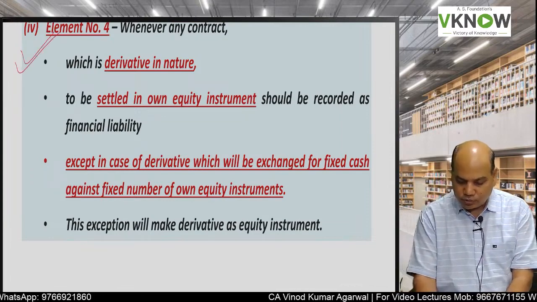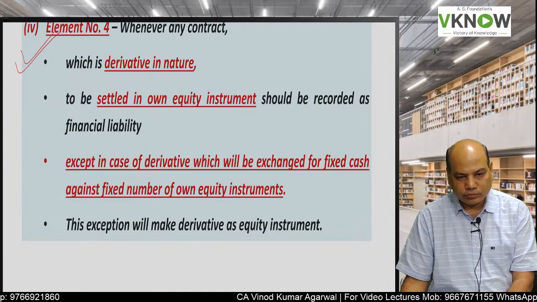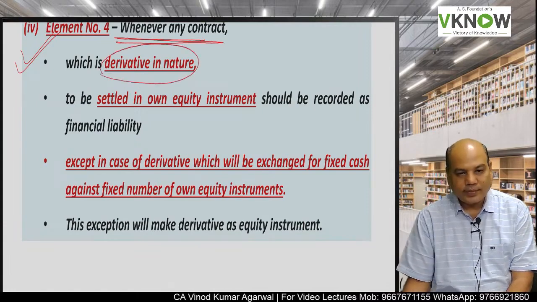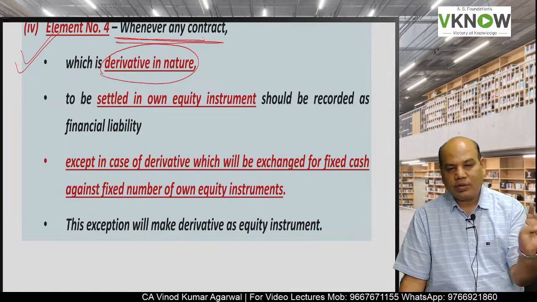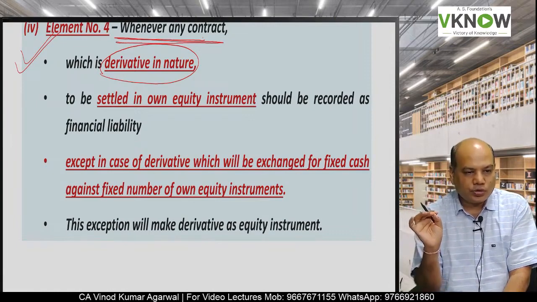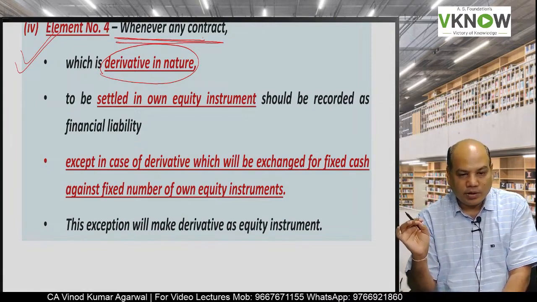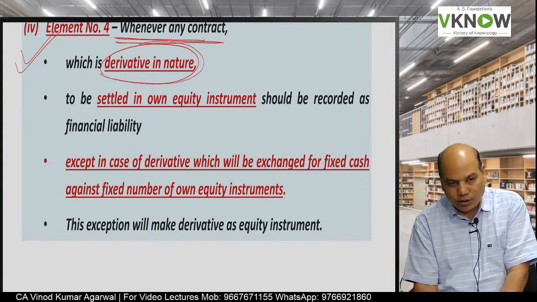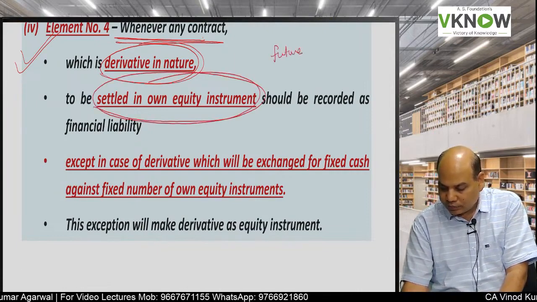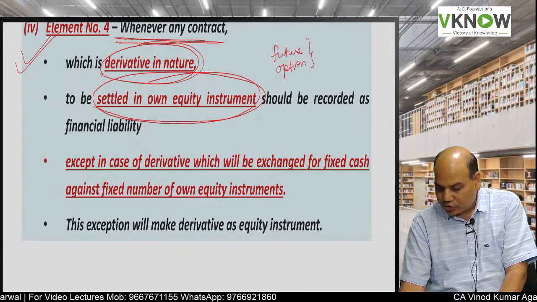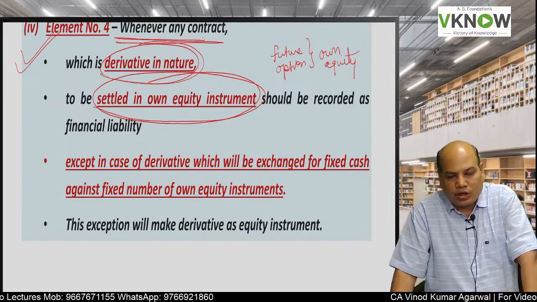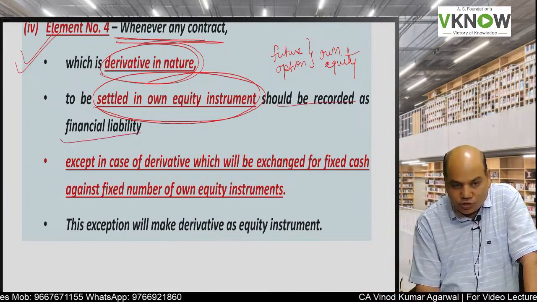And element number 4. Whenever any contract is derivative in nature, element number 2 was also derivative, and element number 4 is also derivative, but element number 2 was a financial instrument which has become unfavorable. Element number 4 is a derivative instrument settled in own equity instruments, like for example a future contract or an option contract which will be settled in own equity instruments. It will be recorded as a financial liability.